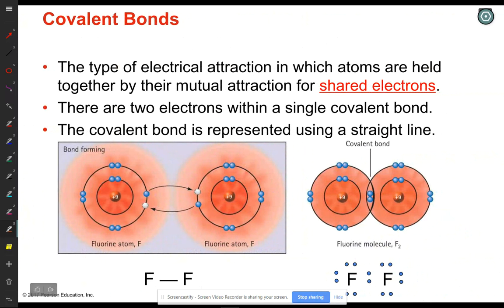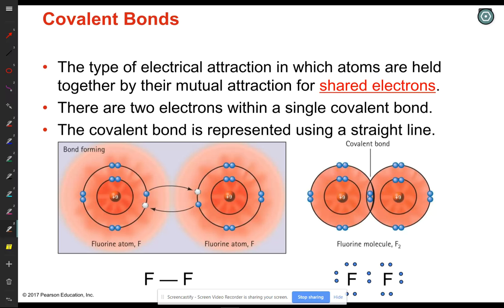Okay, now moving to covalent bonds. Now we talked about valence electrons. Valence electrons are the ones that are available. Covalent bonds are bonds that are made by sharing available electrons, by sharing valence electrons.